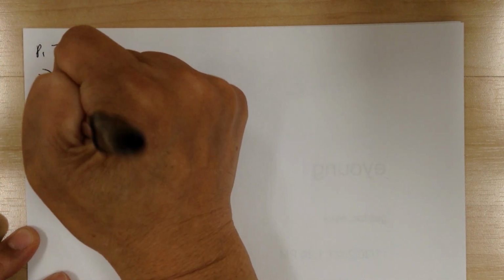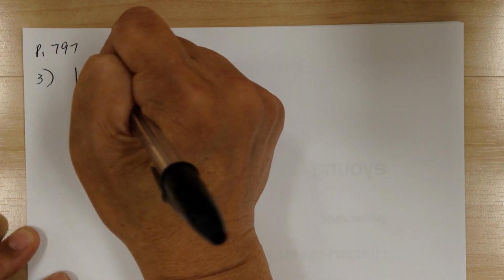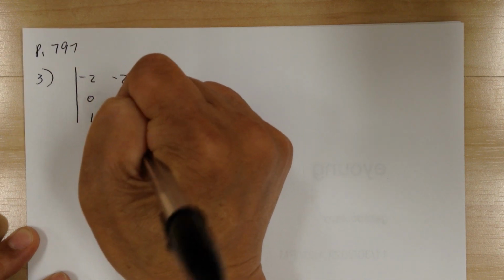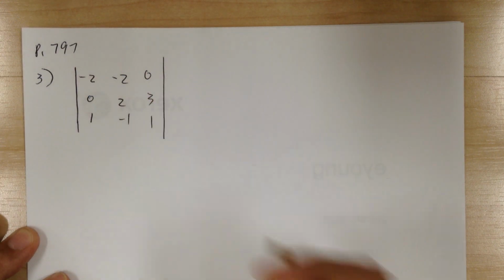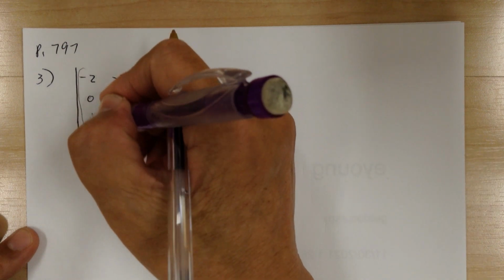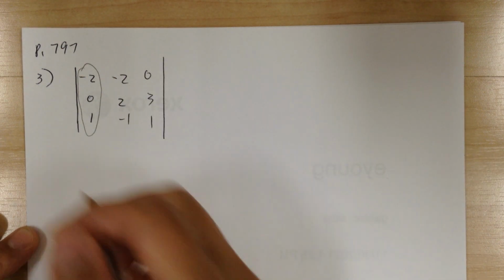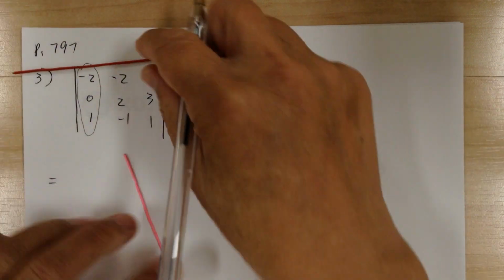Okay, let's go to the next one. So you got negative 2, 0, 1, negative 2, 2, negative 1, 0, 3, 1. And you want to expand by column 1. So this is column 1. So you can get your cross here.